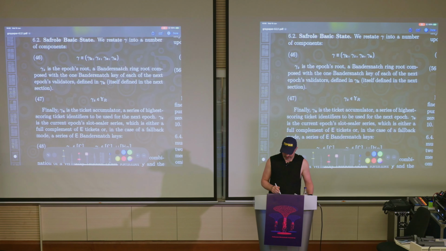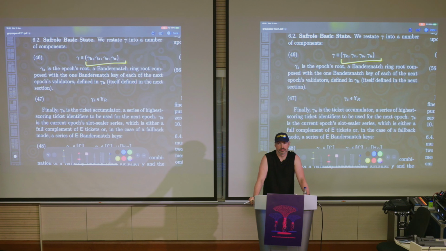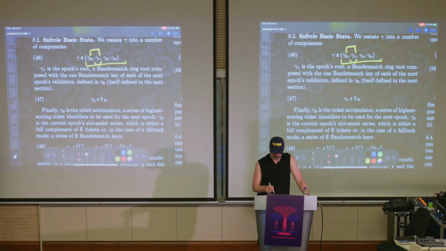Right, so Safrole's basic state. Safrole has 4 bits to its state. Gamma K is the keys that it's keeping in hand, the keys pending for the next epoch. Gamma Z is a ring root, and gamma Z and gamma K are linked. Yes, I think. We'll check that in a second.